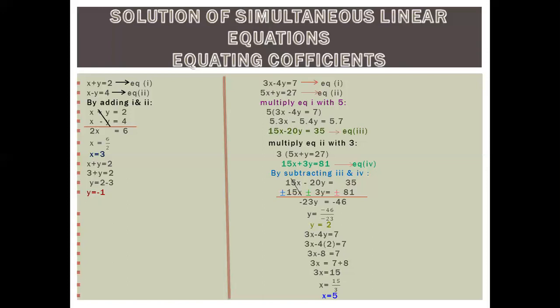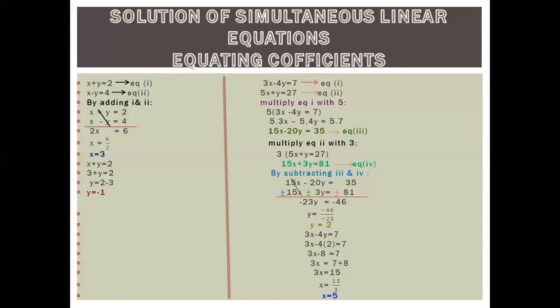Now again it's up to you. You can put the value of y in any equation, either in equation 1 or 2. I put the value of y in equation 1. 3x minus 4y is equal to 7. 3x will be the same, minus 4, and instead of y we put the value of y, which is 2. 3x minus 8 is equal to 7.